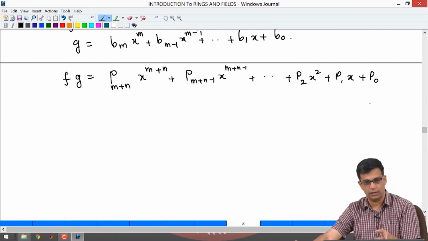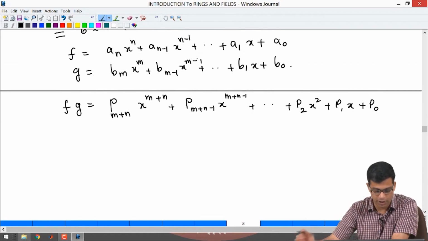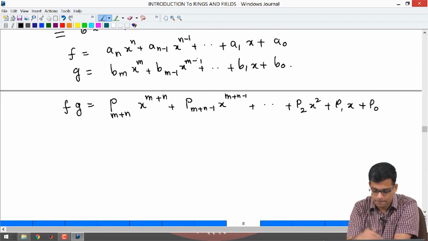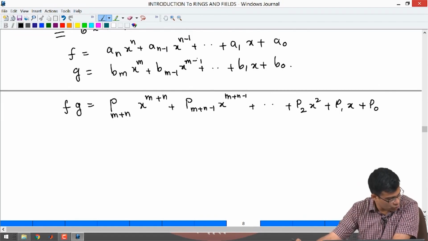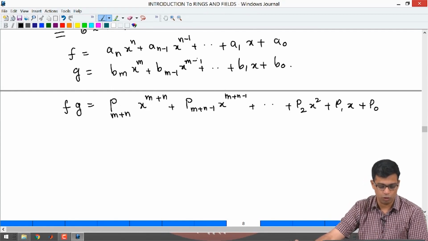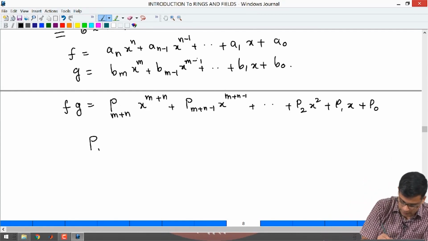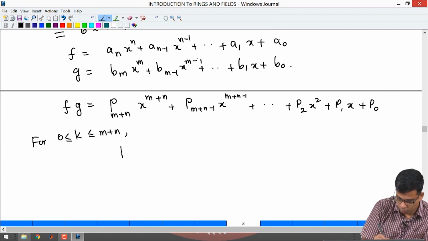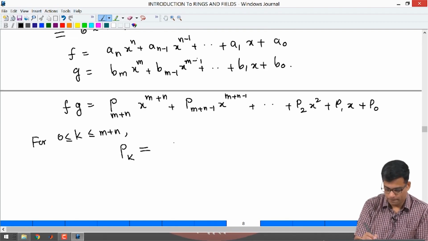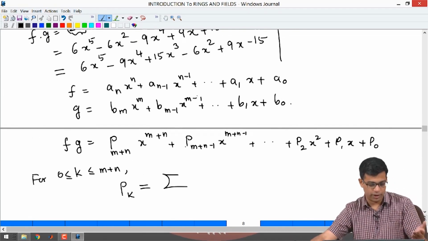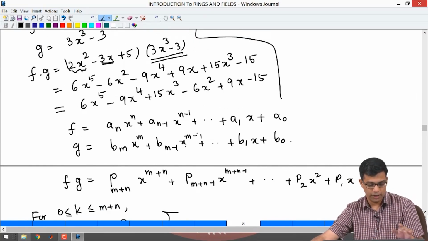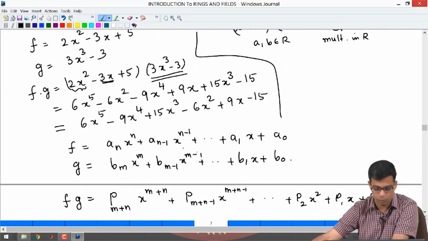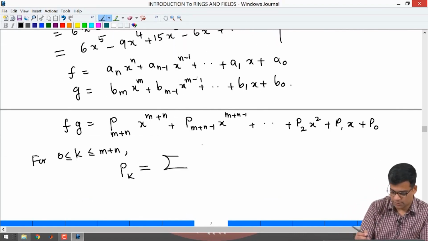Now, I need to tell you how to find the coefficients p_i, because in order to tell what fg is, I need to simply tell you what the coefficients are. These coefficients will be described in terms of the coefficients of f and g. So, what is p_k? For k between 0 and m plus n, p_k is equal to, okay, I will write down the formula. You can quickly check using the example and the definition of multiplication of monomials that this is correct, and this is fairly straightforward.